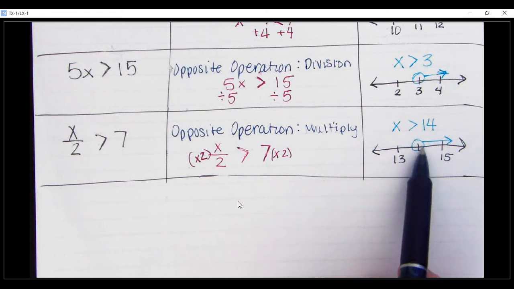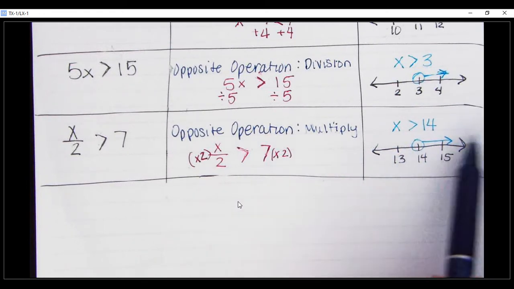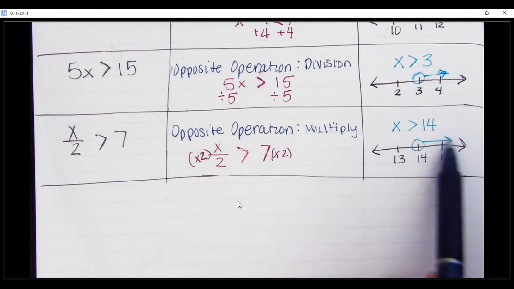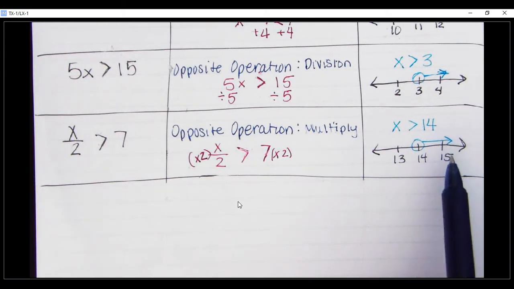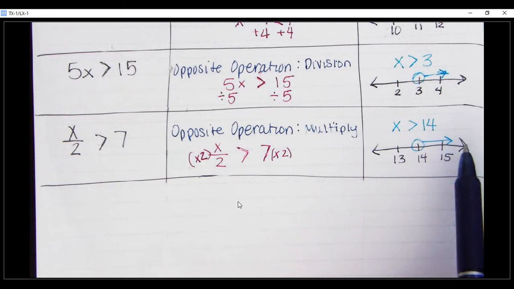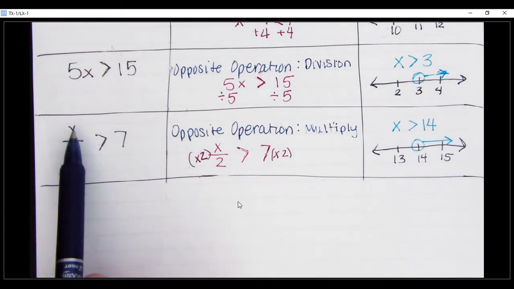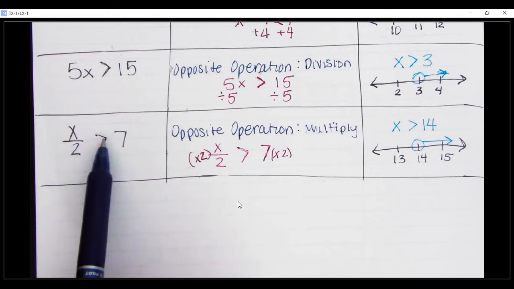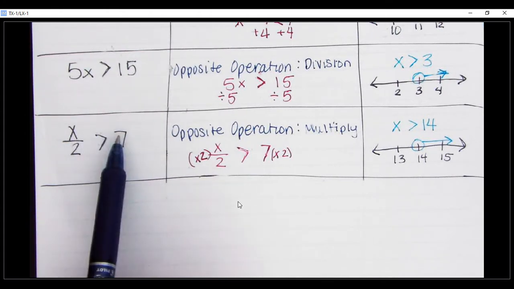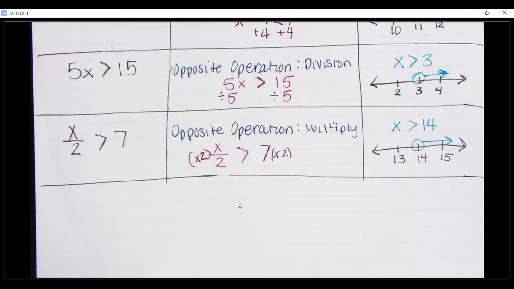We have that open circle again, and that arrow heading towards the numbers that are larger than that. So we have 15, 16, 17, 18, and so on. And that will make our statement true. Any number greater than 14 will help us get a number greater than 7 once we divide by 2.